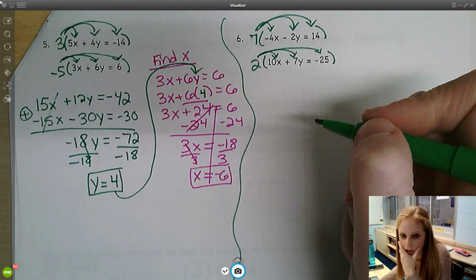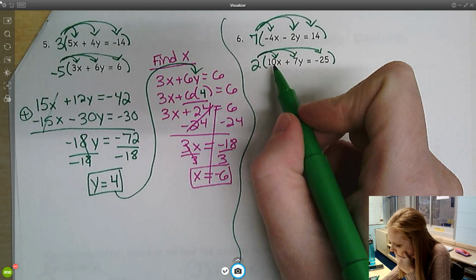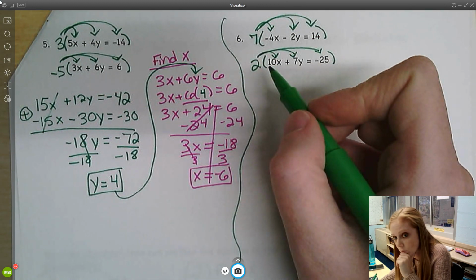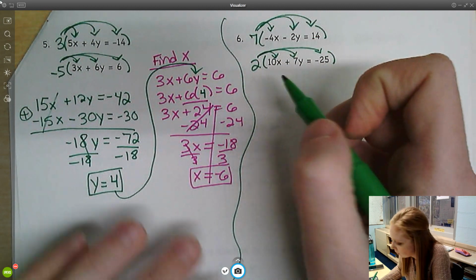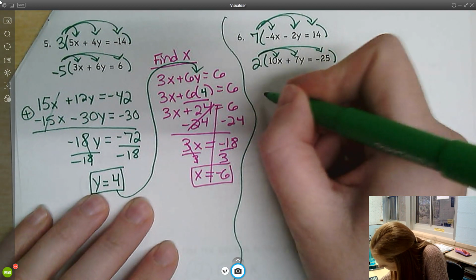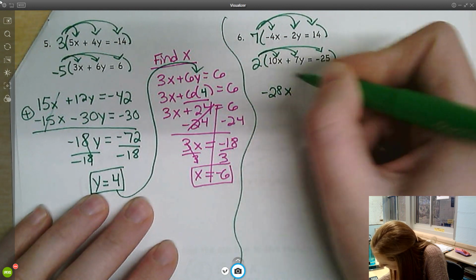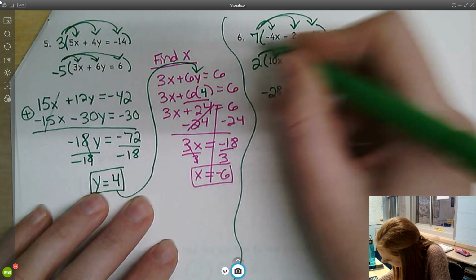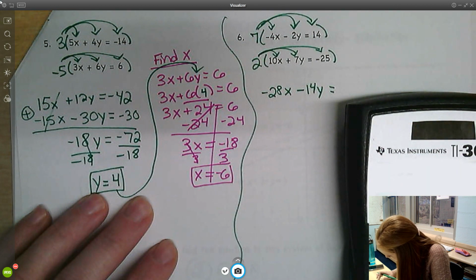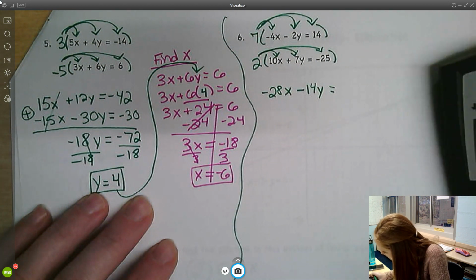So again, a lot of you might have thought right away, like multiply this by 4 and get 40, and multiply this by 10 and get negative 40. And that would work also. But those are really big numbers, so I'm going to pick the smaller numbers. 7 times negative 4x is going to give me negative 28x. 7 times negative 2y is going to give me negative 14y. And 7 times 14, I don't know that one. 98.